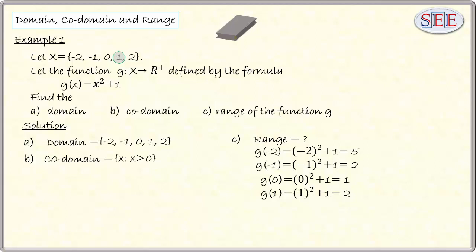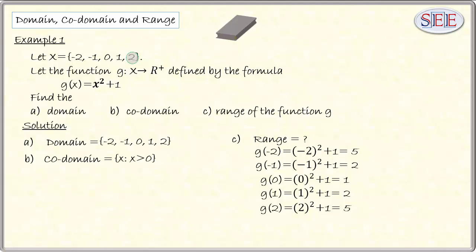So g of 1 would now be 1 squared plus 1, and give answer 2. Therefore, the image of 1 is now 2. I'll continue. The last is to find the image of 2. That image of 2 is simply obtained by using this 2 squared plus 1. And 2 squared is 4. Add 4 to 1, it will give answer 5. So those are the images of those elements in my domain.